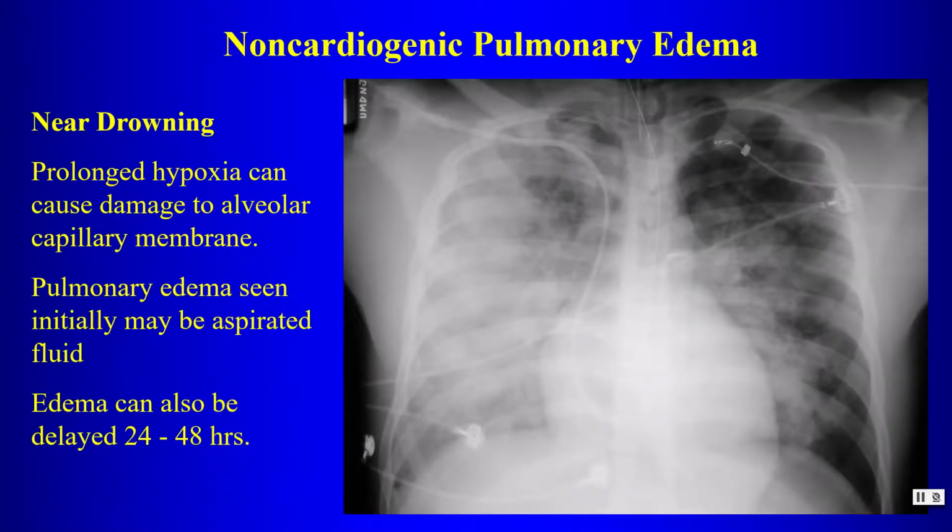Near drowning. Prolonged hypoxia can damage the alveolar capillary membrane. Initially, the consolidations we might see in a case of drowning. Remember, this was the case that we started our lecture with. This was a case of near drowning. Initially, the consolidations that we see may represent aspirated fluid, but as a result of the aspirated fluid and the contaminants within the fluid that damage the alveolar capillary membrane, even when that fluid is cleared, the patient may go on to develop non-cardiogenic pulmonary edema.